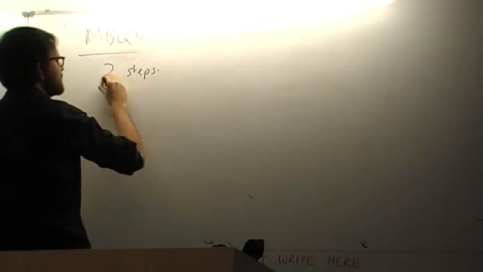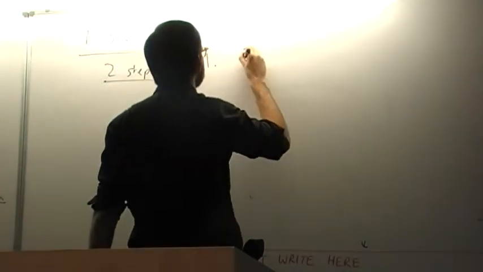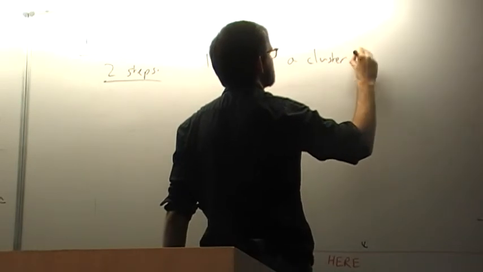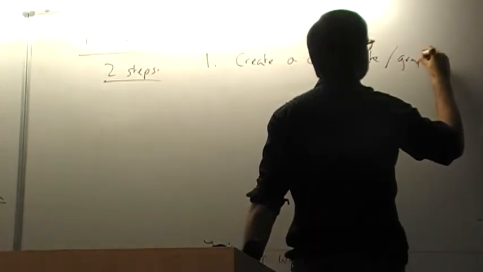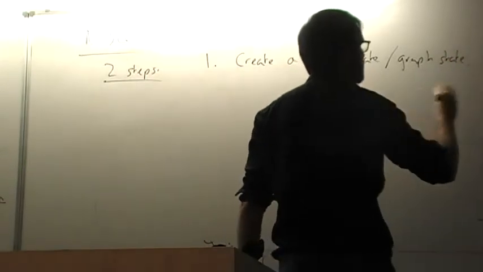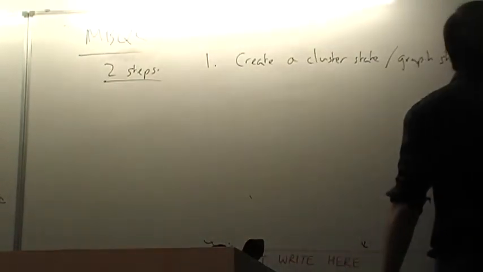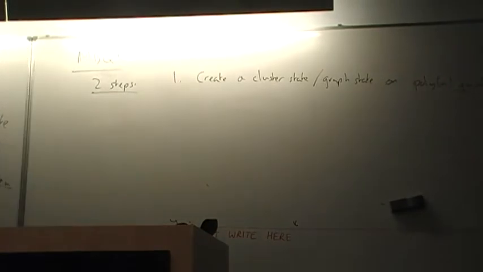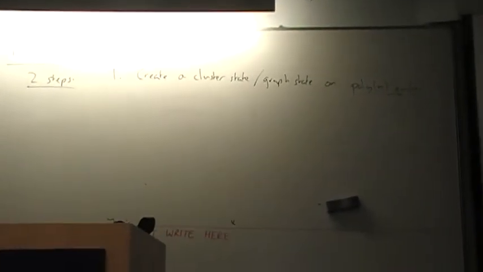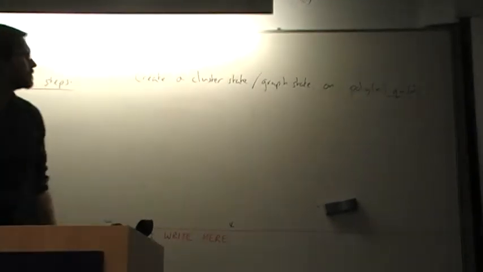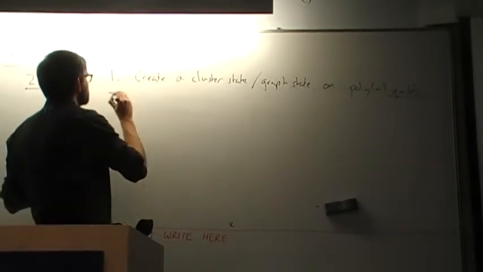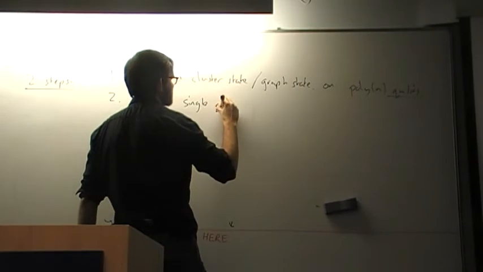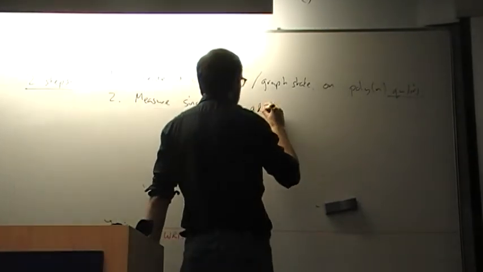it's just two steps. In step one, we create an entangled resource state, such as a cluster state, or graph state. We do this on poly(n) qubits. So n, just to compare, was the number of qubits we had in the circuit model. We need more qubits now, but only polynomially more. And then step two is we measure the single qubits adaptively.